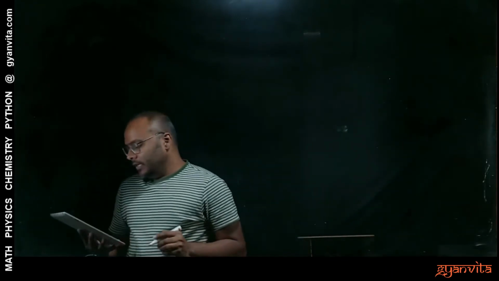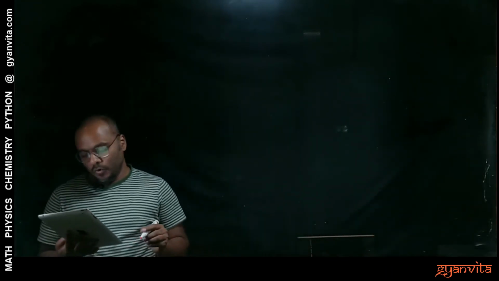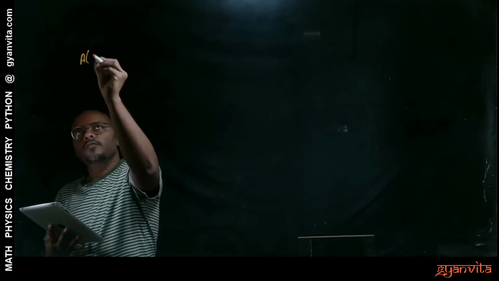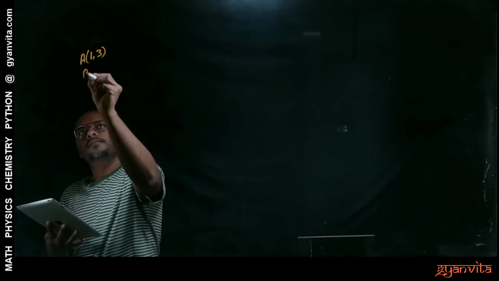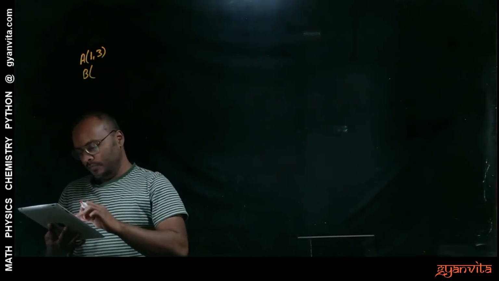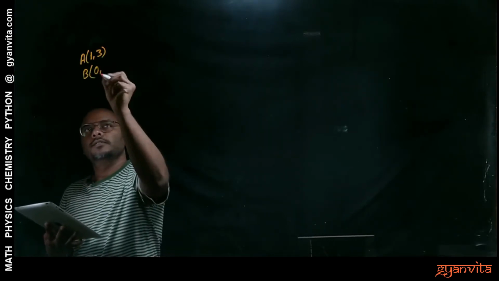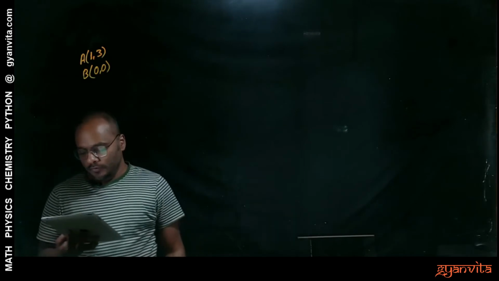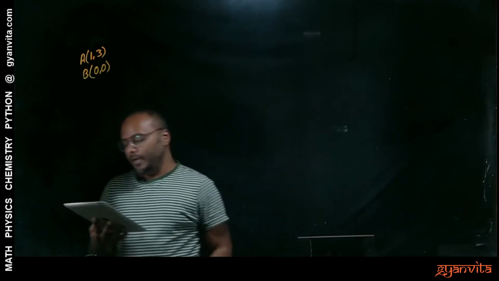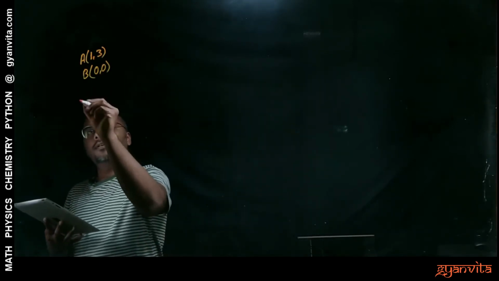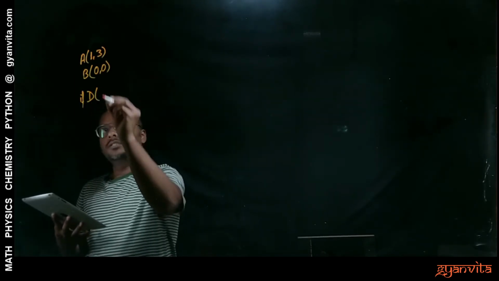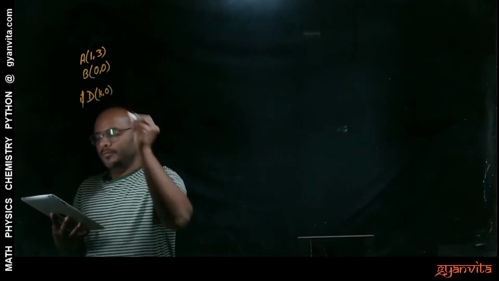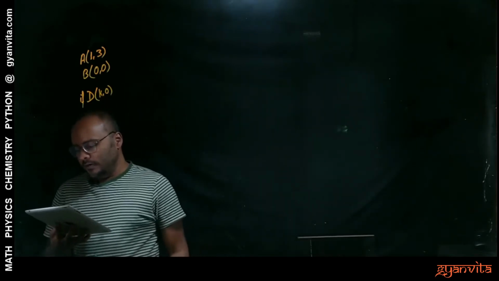Okay, now let's solve one more problem. It says find the equation of the line which joins A, which is 1 comma 3, and B, which is 0 comma 0, using determinants, and find K if D, which is K comma 0, right?